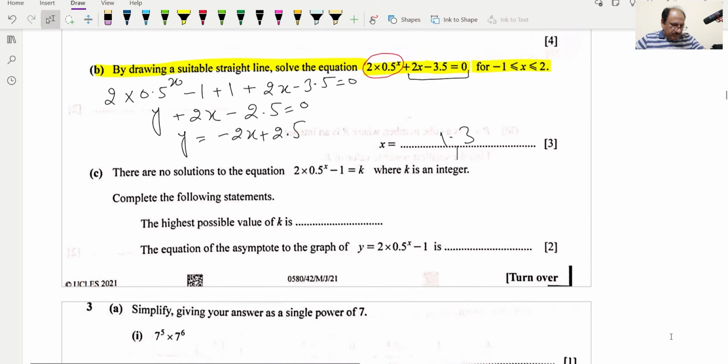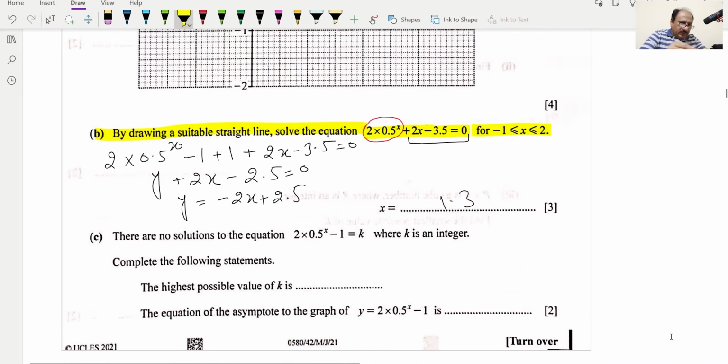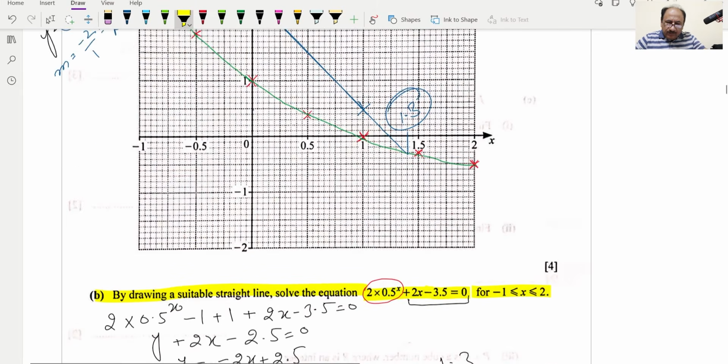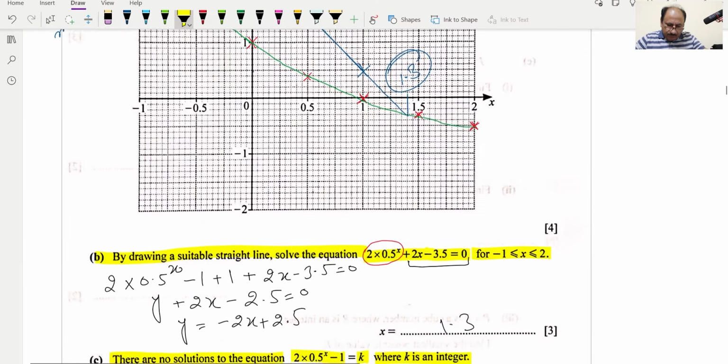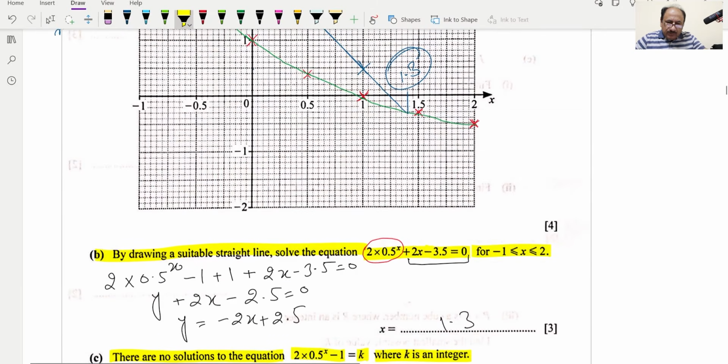Now the C part, we can cover the C part as well. There are no solutions to the equation, this one is equal to k, where k is an integer. Complete the following statements. The highest possible value of k is, what is the highest possible value of k? No solutions.